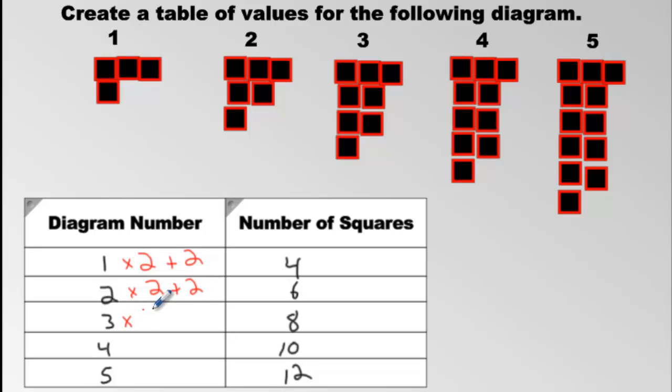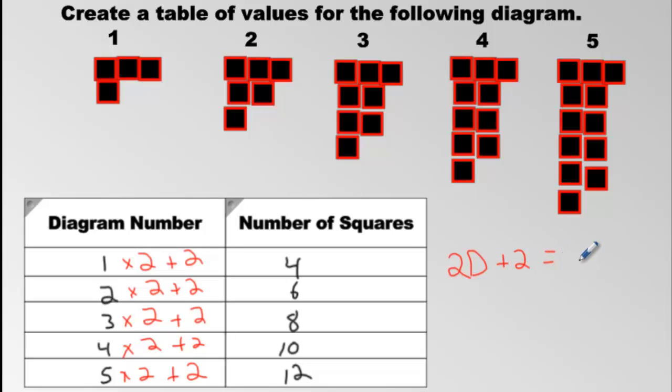Okay. Double this one. Add 2 more. It works. We get 8. Double 4. Add 2. Yes, it does work. 10. And double this, you get 10, and 2 more is 12. This pattern works. The pattern says that you have to take the first number, the diagram number. So I'll put that as D. And you have to double it, 2D. And then after you double it, you add 2 more.